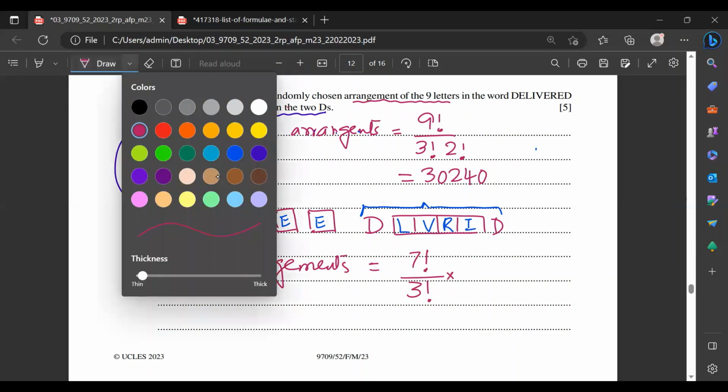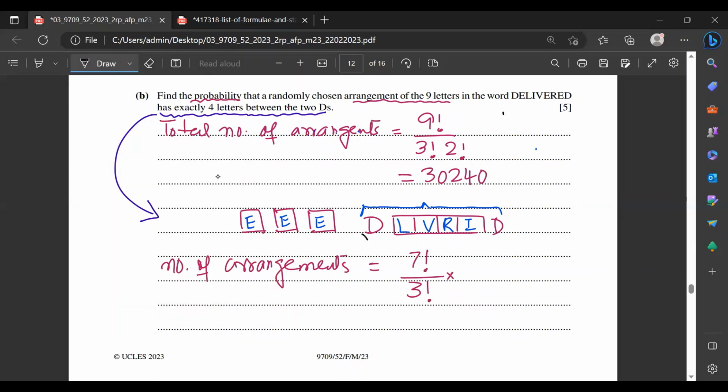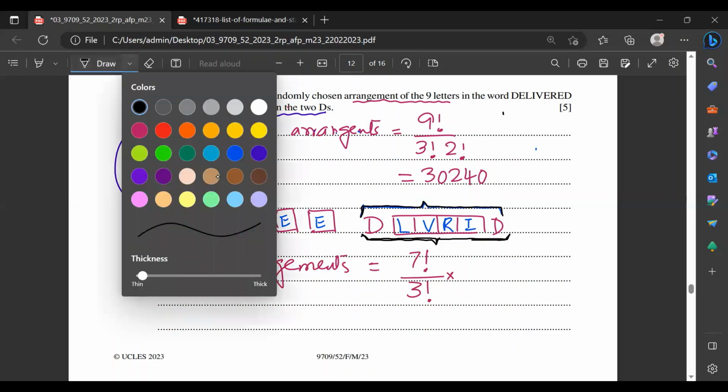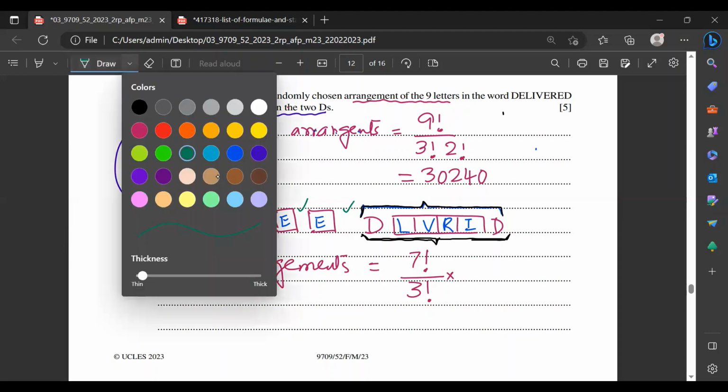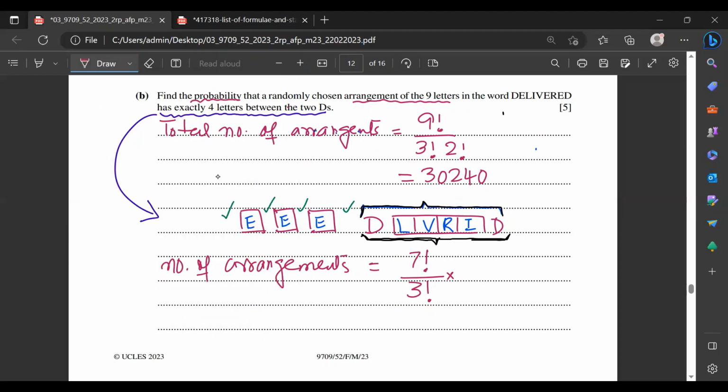No, the point is that this block in which there are exactly 3 or 4 letters in between can be at any position. Here I kept this on the extreme right position. It can be at the extreme left position. This block can be here, this block can be here, this can be after 2. There are 4 possible positions for this block to appear. So what I can do in the end, after writing 7 factorial, is multiply by 4, because there are 4 possible positions for this block, not factorial, just 4.